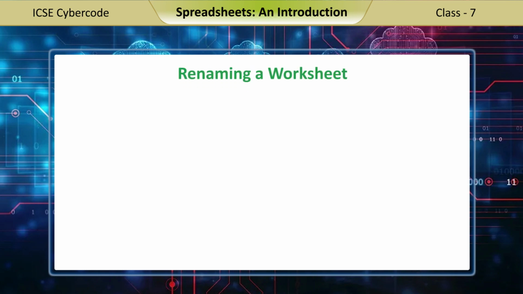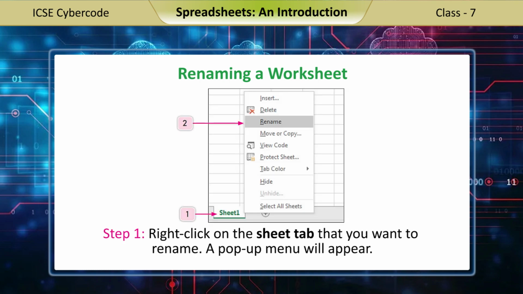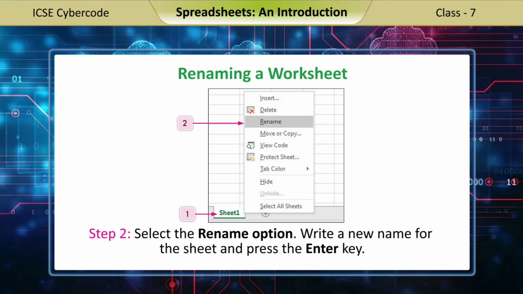Renaming a worksheet. Follow these steps to rename a worksheet. Step 1. Right-click on the sheet tab that you want to rename. A pop-up menu will appear. Step 2. Select the Rename option. Write a new name for the sheet and press the Enter key.